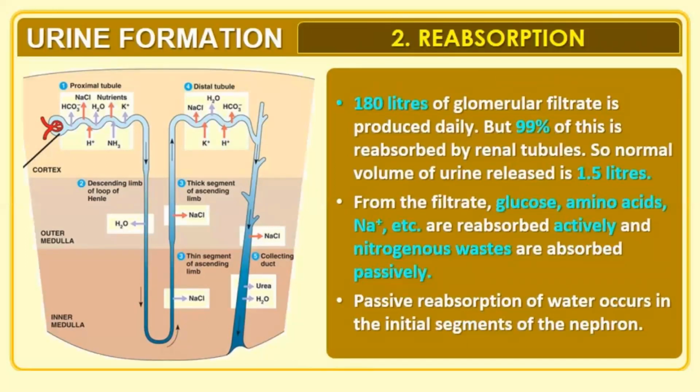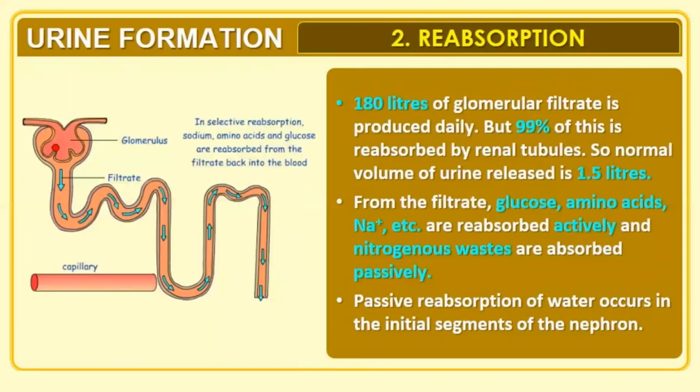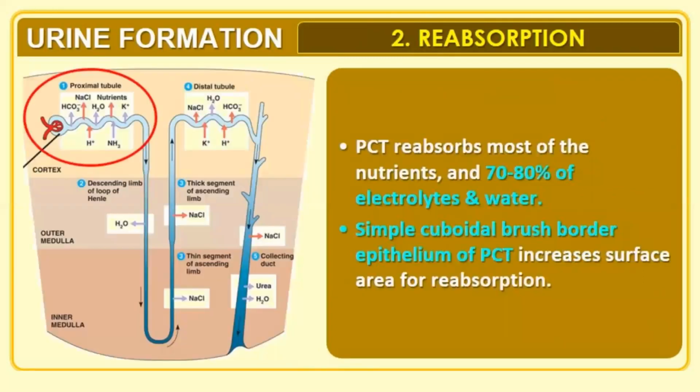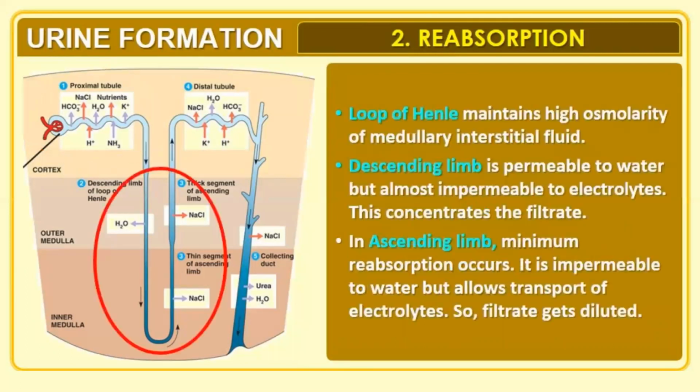The passive reabsorption of water occurs in the initial segments of the nephron. Here you can see the capillaries, glomerulus, where the selective reabsorption of sodium, amino acids, glucose are reabsorbed from filtrate back into the blood. PCT, which is proximal convoluted tubule, reabsorbs most of the nutrients, and around 70 to 80% of electrolytes and water. Simple cuboidal brush border epithelium of PCT increases the surface area for reabsorption.